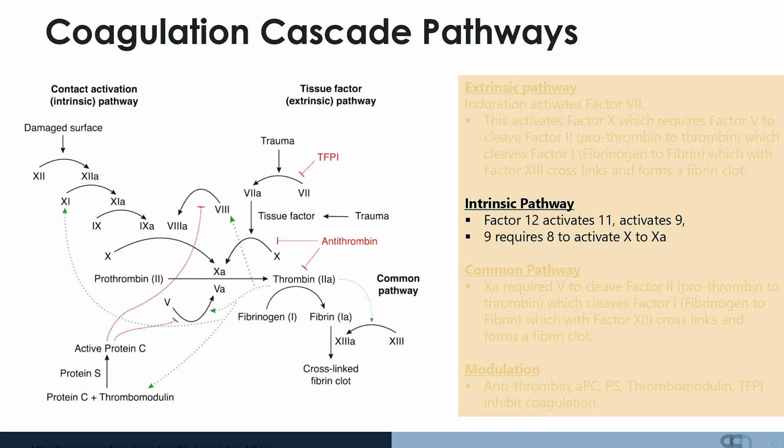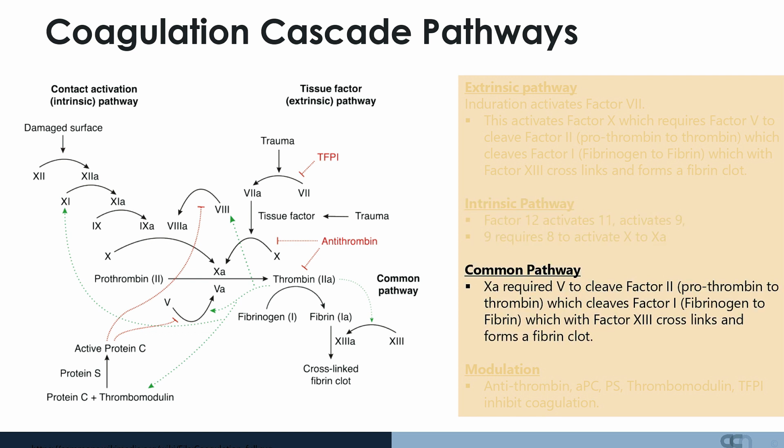The intrinsic pathway begins with factor 12, which becomes 12A, activating 11 to 11A, activating 9 to 9A, and that drives the conversion of factor 10 to 10A, which is used to drive the conversion of prothrombin to thrombin, which subsequently leads to the conversion of fibrinogen to fibrin and the cross-linked clot.